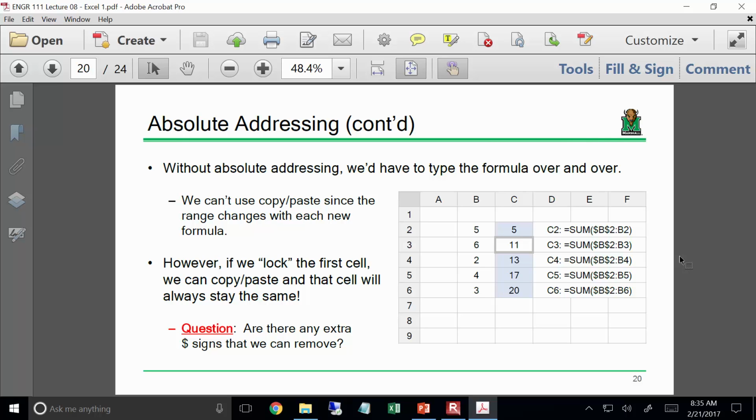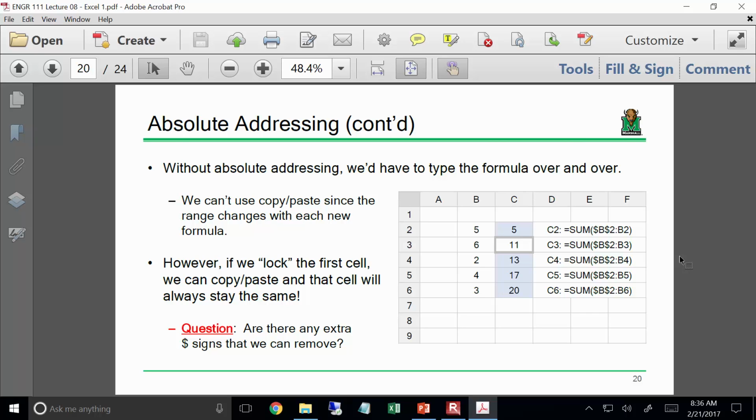So the idea behind absolute addressing is I might be saying, all right, as I copy and paste this cell down, I want to take the sum. So this one right here would be the sum of these two. And this one down here would be the sum of these 3. And this one here would be the sum of these 4. And this one would be the sum of these 5.